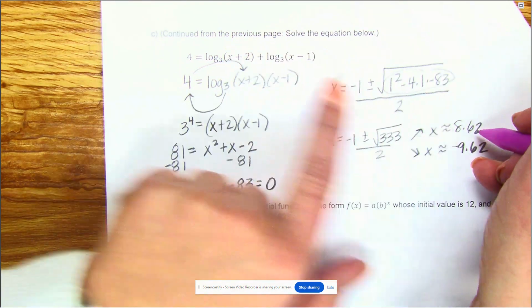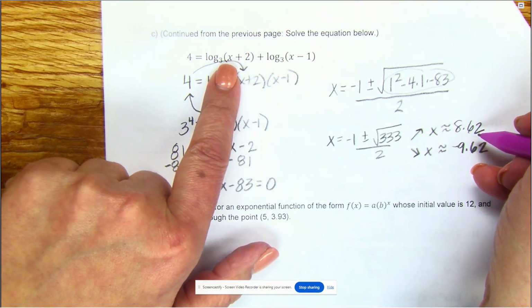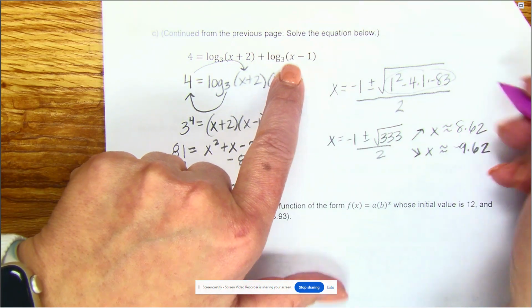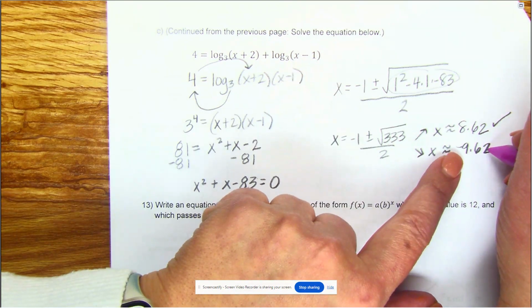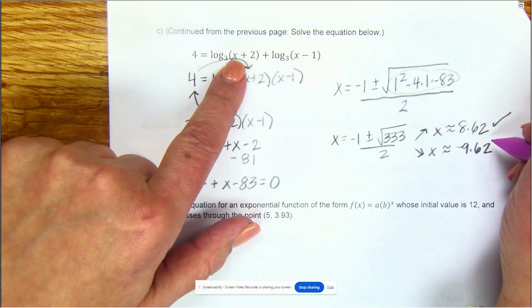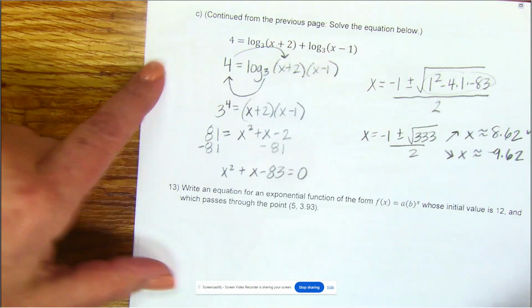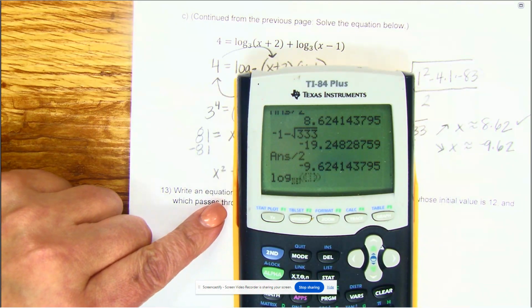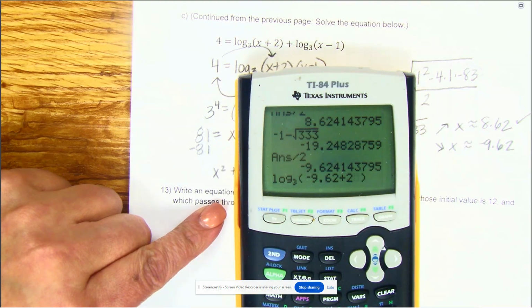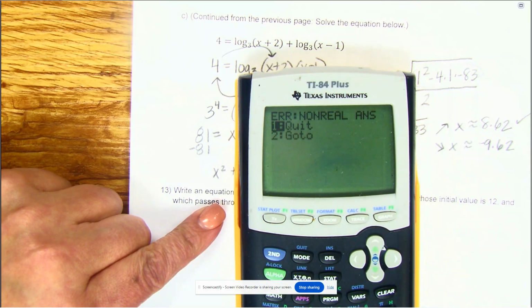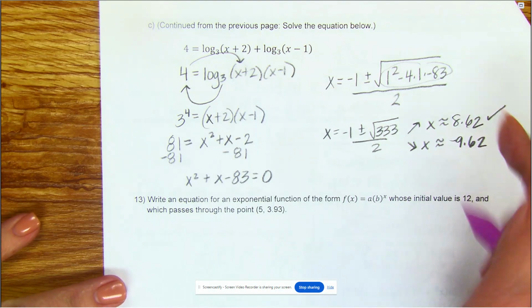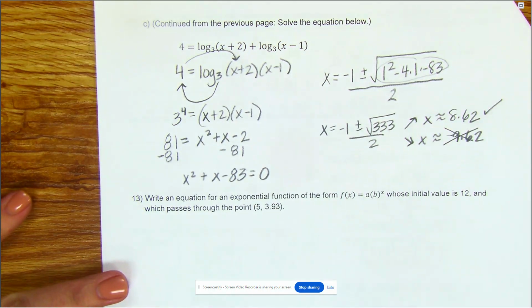So if I put 8.62 in there, that's going to be 10.62. That's going to be okay. And if I put 8.62 there, that's going to be 7.62. So this one works. If I put a negative 9.62 in there, that's going to create a negative. And you could even try it. If you do log base 3 of negative 9.62 plus 2, and just hit enter just on that part, it's non-real. It doesn't exist. Okay, so this is an extraneous solution. Make sure you cross that one out.